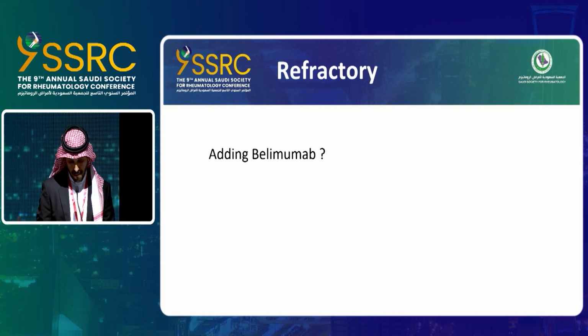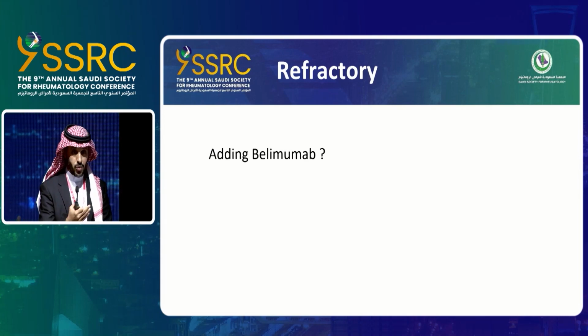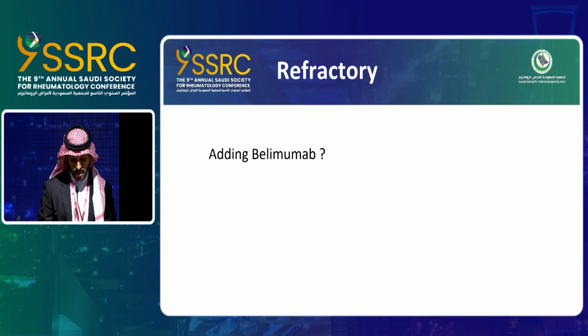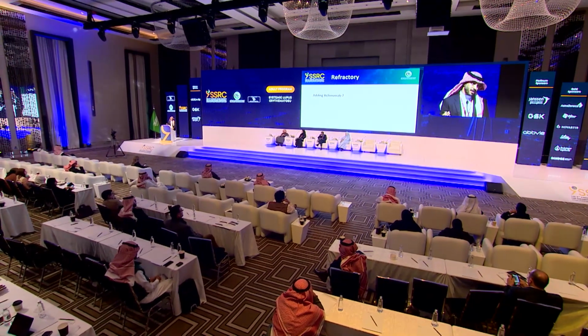Okay. How about adding belimumab? Dr. Hanan just showed us the BLISS-4 study that showed benefits of belimumab. Again, that is in active and relapsing lupus. Will we apply the same for refractory? From an evidence point of view, we don't have evidence to support that. Shall you use it? You may consider it. We have data from 400 patients that showed a safety profile, at least for belimumab.